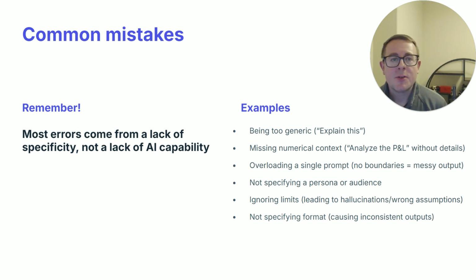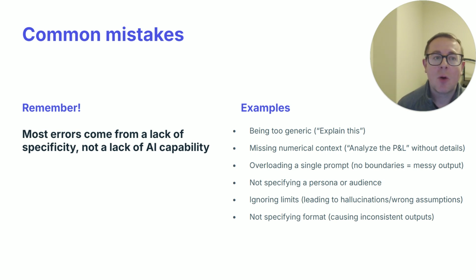So before we jump into some of the specific examples of common mistakes that we're seeing, I want you to remember that most errors come from a lack of specificity and a lack of context that we are giving the models versus an issue with the large language model itself. It's really not the lack of the model's capability, it's the lack of specificity and context that it needs in order to produce quality outputs.